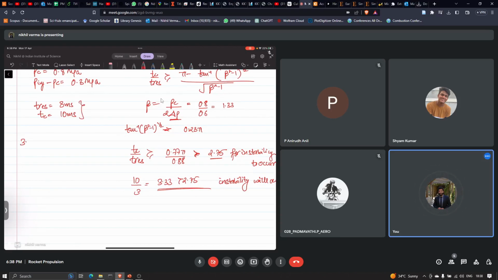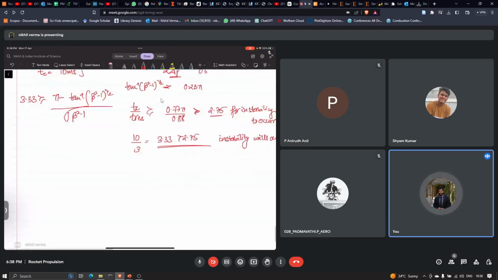So this is 3.33, which should be greater than or equal to pi minus tan inverse of (beta square minus 1) to the power half, divided by (beta square minus 1). So what we can do is use our calculator to calculate the value of beta for this condition. One minute, let me calculate this value. So this is in radians.